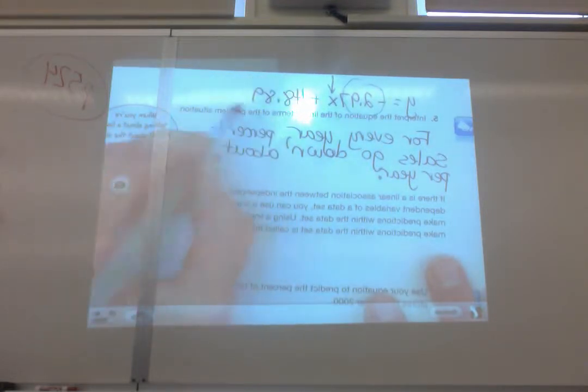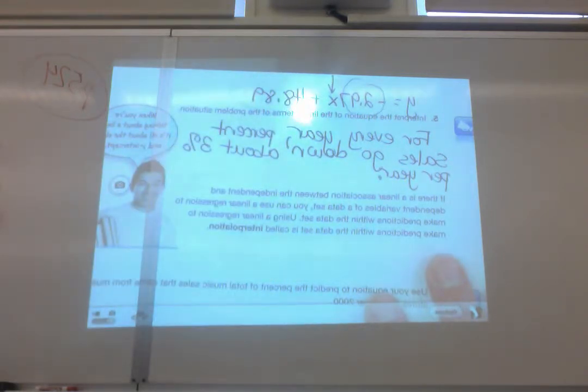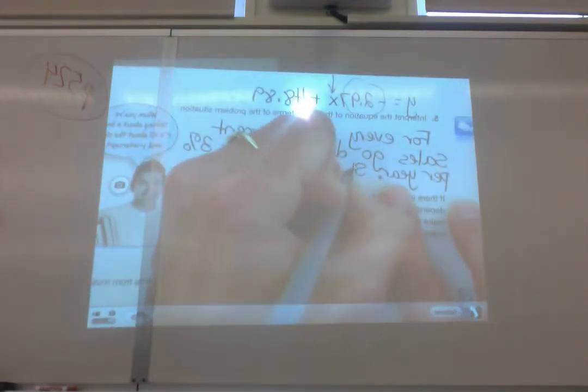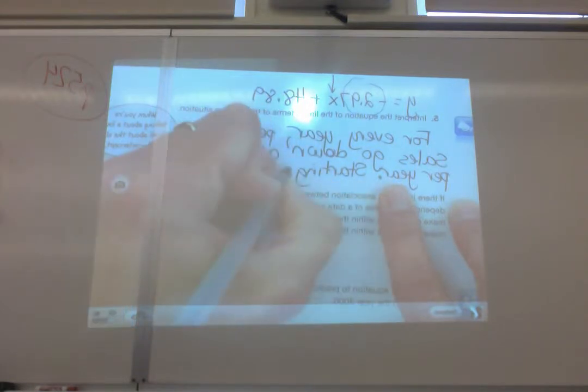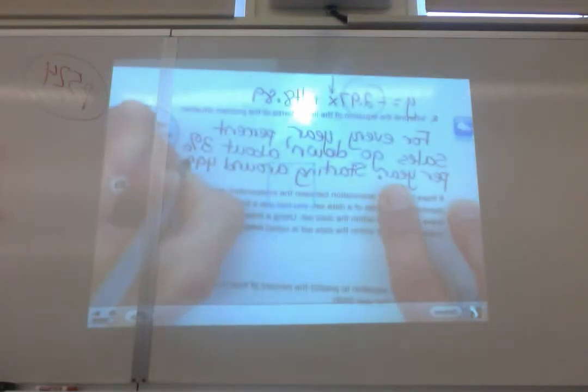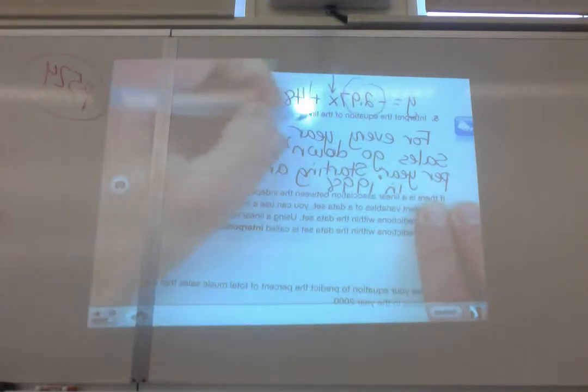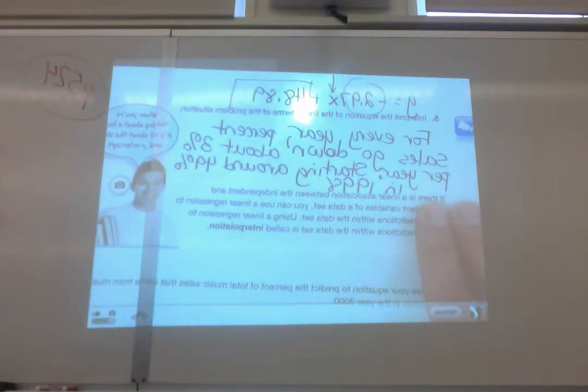And what's this 48? 48.89. In a linear equation, that's the y-intercept. What's the y-axis? Percent total sales. So it's going down, starting around 49% in 1998. So this value right here is a linear regression.